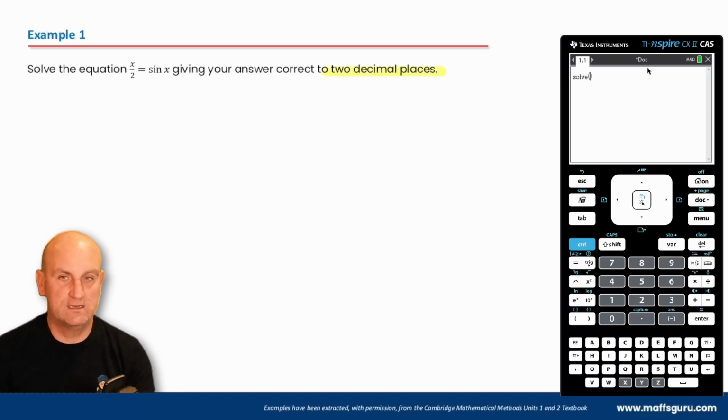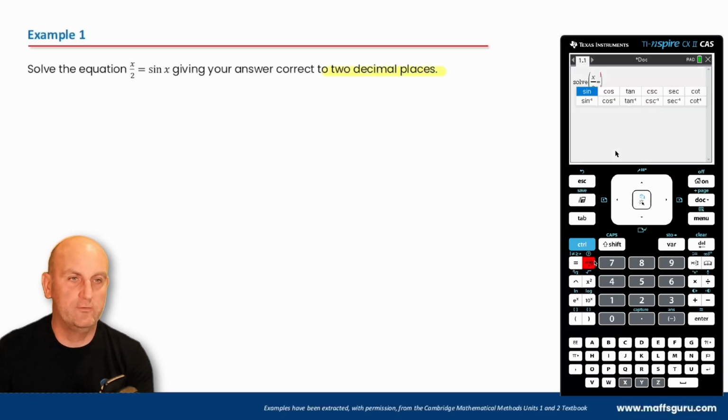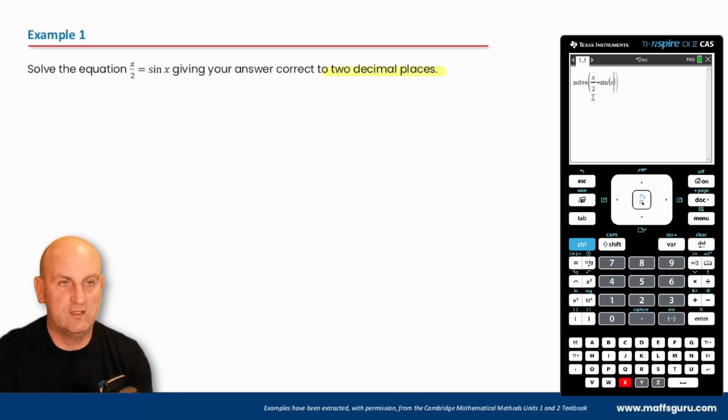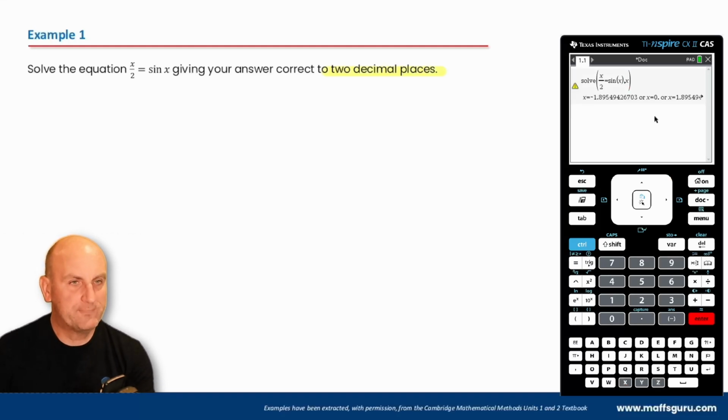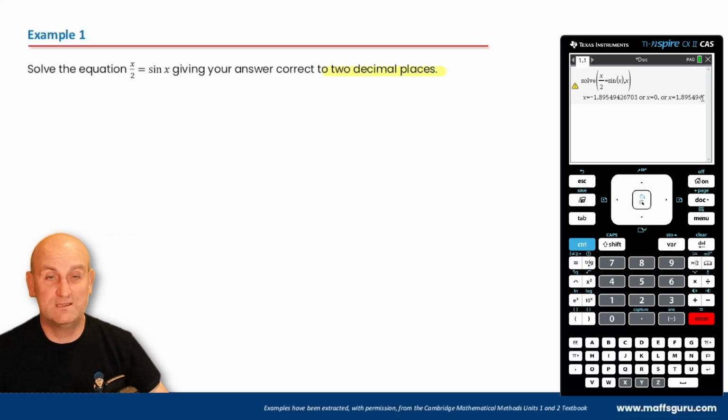So what I'm going to do here is solve x on 2 equals sine x, comma x, and hit enter. Yes, I can type sine, but whatever else. And what do I get? x equals minus 1.8595, or x equals 0, or x equals 1.8595. Believe it or not, that was the hard work done.